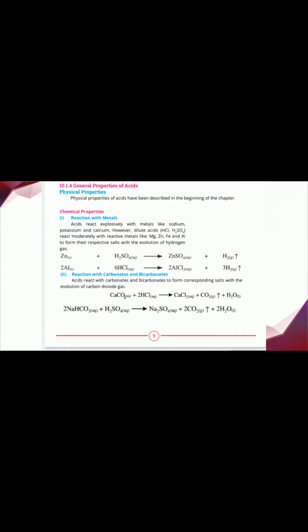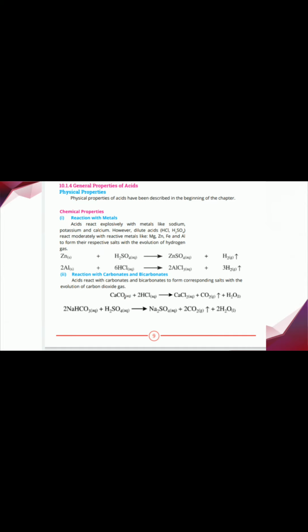Zn, zinc, reacts with sulfuric acid H2SO4 to form zinc sulfate ZnSO4 plus H2. This arrow shows that hydrogen gas evolves out. Aluminium reacts with hydrochloric acid to form aluminium chloride plus hydrogen gas.